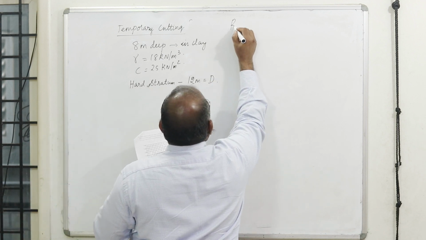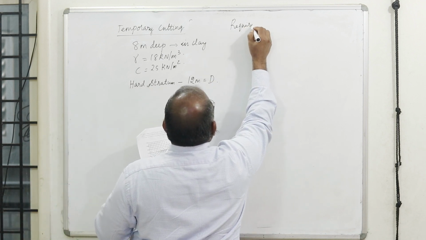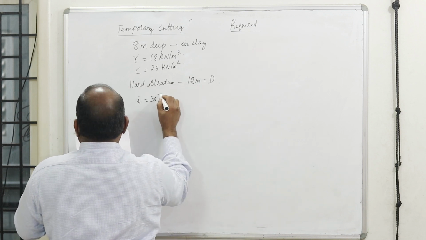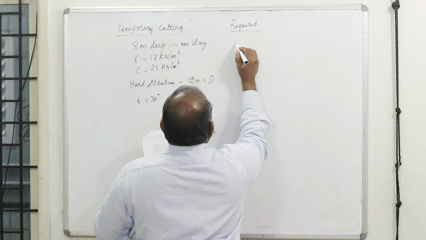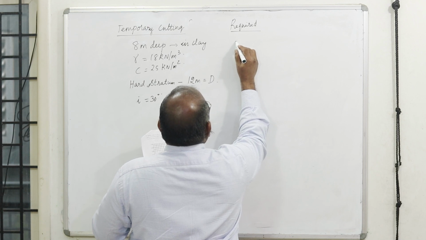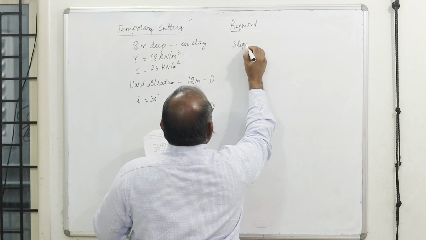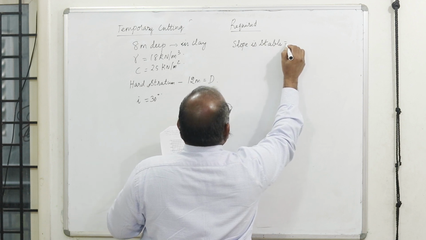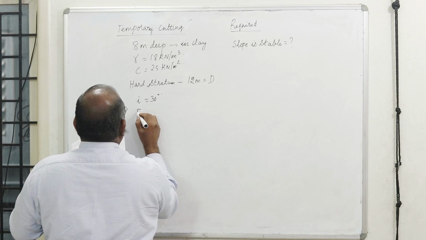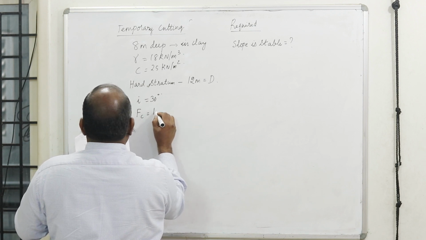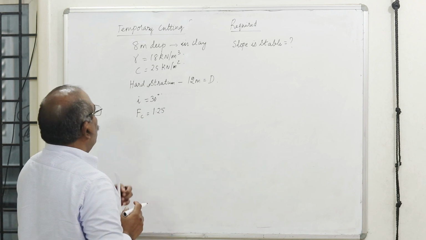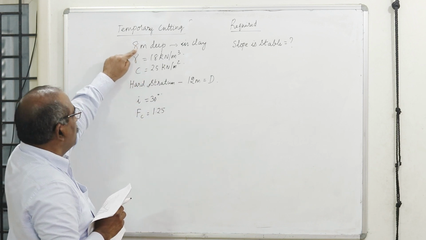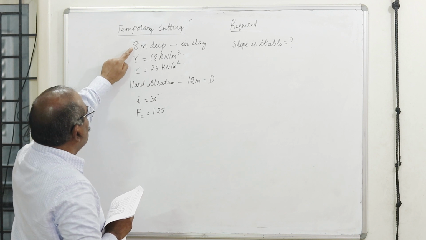Required to find: there is a slope of 30 degrees. Whether this slope is stable? The factor of safety prescribed is 1.25. Now I have a hard stratum at 12 meters depth. I am making an 8 meter excavation, and I have a slope.